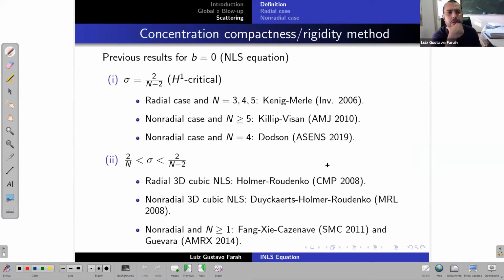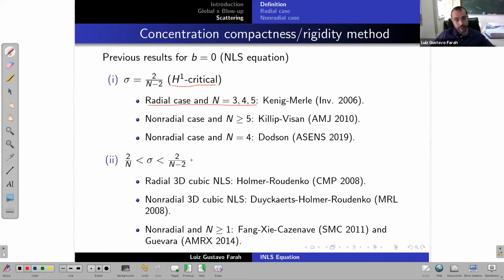So let me recall some results about this for the classical INLS equation, the case b equals 0. It starts with the celebrated work of Kenig and Merle in 2006, where they prove this type of result in the H1 critical case, right? And for radial solutions in these dimensions. Then it was extended by Phillipe and Vijan in 2010 for the non-radial case, and also by Farah. And then it was also proved by Dodson that you can also consider the non-radial case in dimension, right? Very recently, 2019.